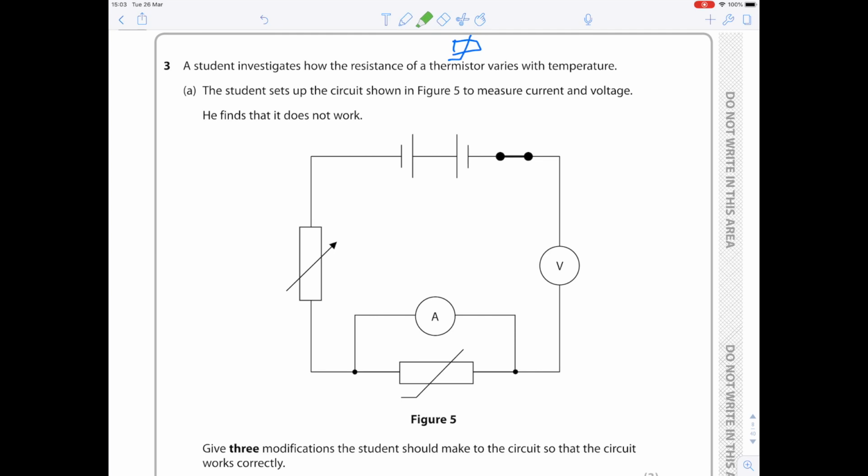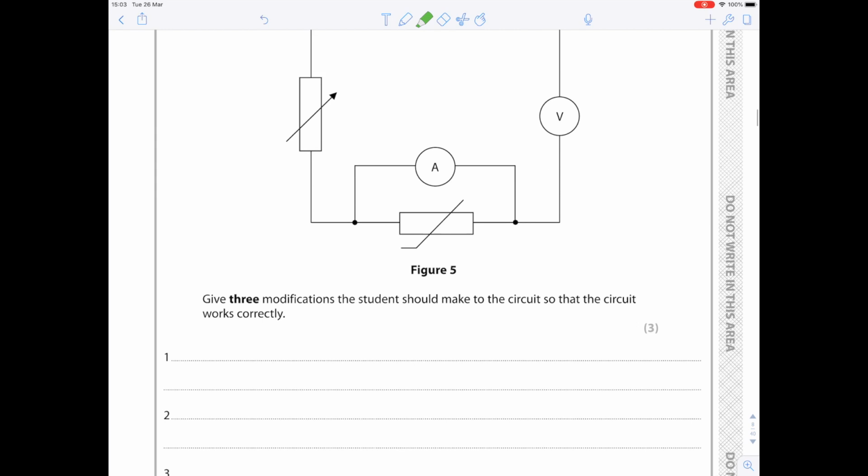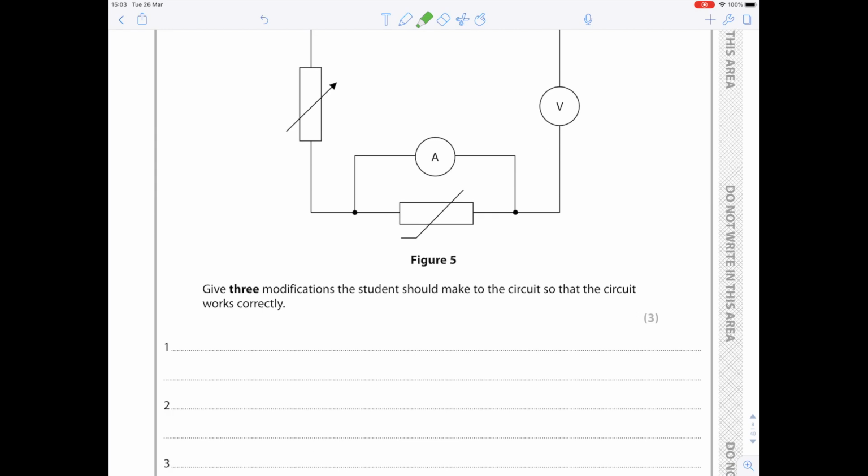Let's have a quick look at what we have here. This is a variable resistor. This is an ammeter. This is a voltmeter. This is a thermistor. And this is a battery made up of 2 cells. This is a switch. It's really important that you learn all the electrical components so you can recognise what you have in your circuit. Give 3 modifications the student should make to the circuit so that the circuit works correctly.